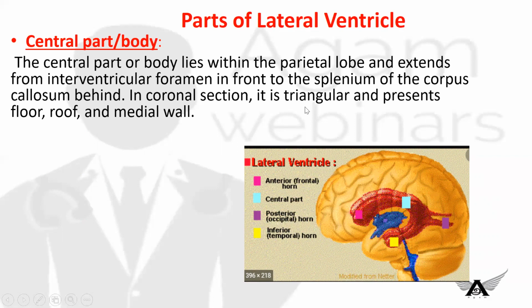In coronal section, it is triangular and presents a roof, a floor, and a medial wall. The central part has a roof, has a floor, and has a medial wall.